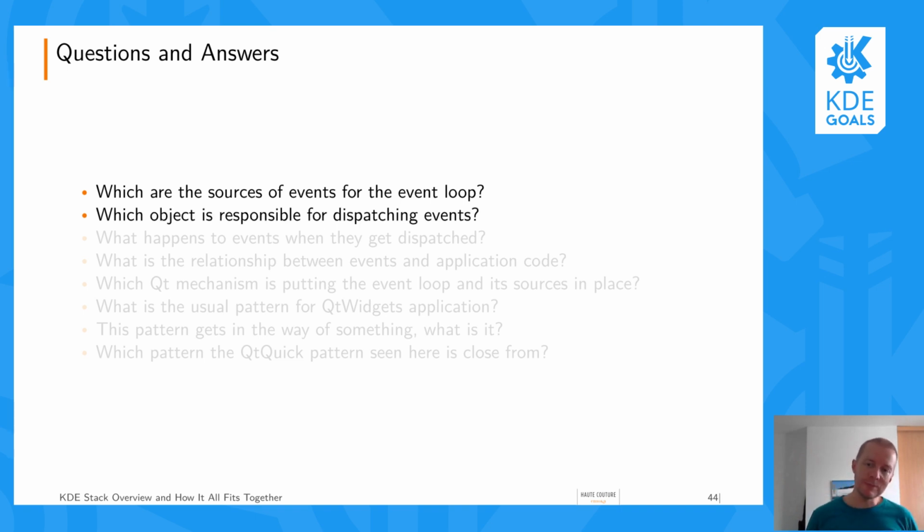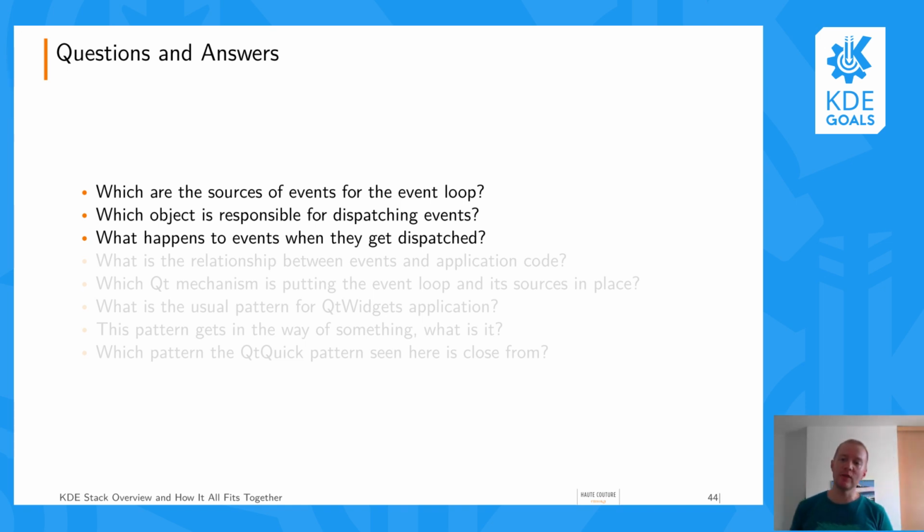Which object is responsible for dispatching events? No, that was the trick. The event dispatcher is very, very badly named in my opinion, because if you remember what I showed, it actually doesn't dispatch the events. That's actually the application object doing the work of dispatching the events, okay? The event dispatcher really is more about the polling of the sources, but whatever it gets, it just passes along to the application object, and that's the one doing the actual dispatching.